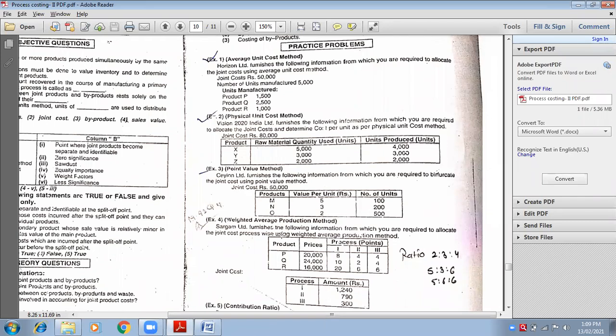Shall we start with the point value method? Yes, ma'am. First, you have to make 4 columns: particulars, product M, product N, product O. So three products are there. The statement is known as calculation of allocation of joint cost. The heading that you need to write at the beginning of the statement is calculation of allocation of joint cost.